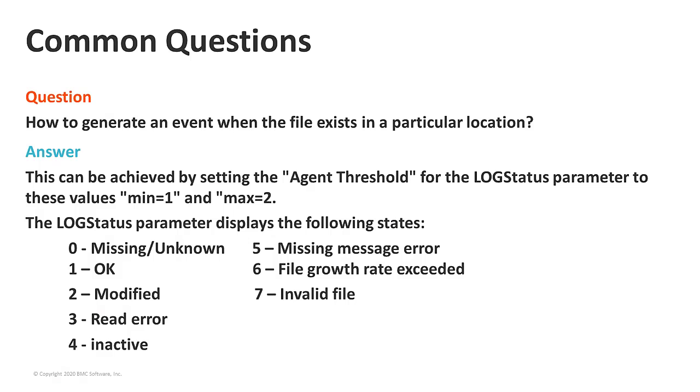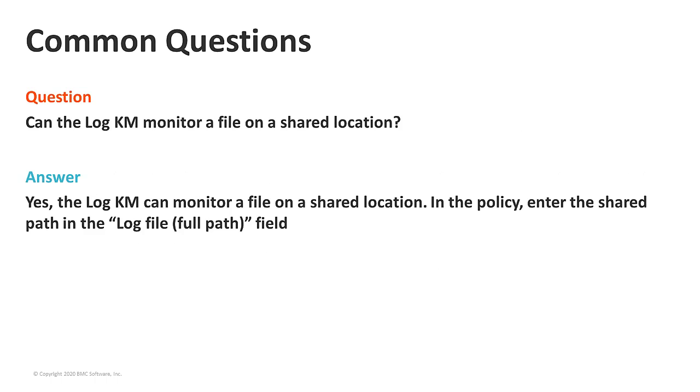Before we go to the next topic, here are a couple of commonly asked questions to BMC support. Question number 1 is how to generate an event to check the availability of a file rather than read its contents. This can be easily achieved by setting a threshold for the log status parameter. These are the values that this parameter can display. The next commonly asked question is, can the log KM monitor a file on a shared location? The answer is yes. In the policy, in the log file, enter the full path of the shared location and the file will get monitored as any other file.